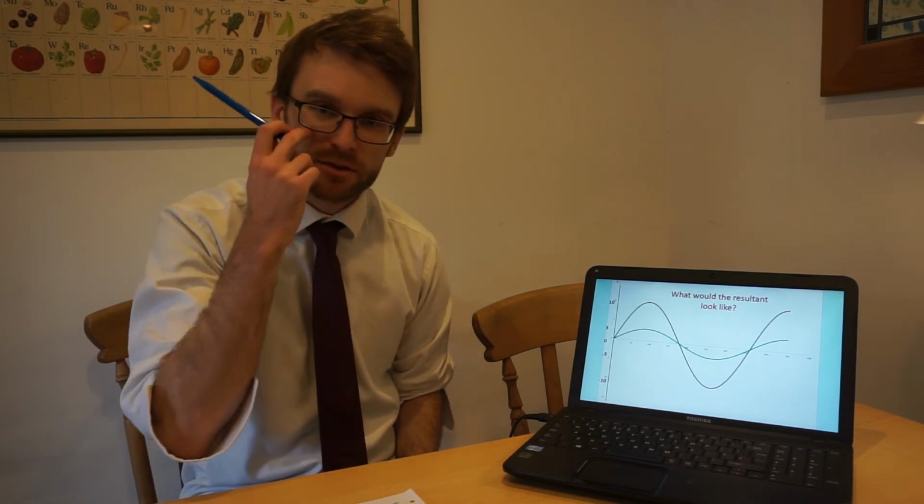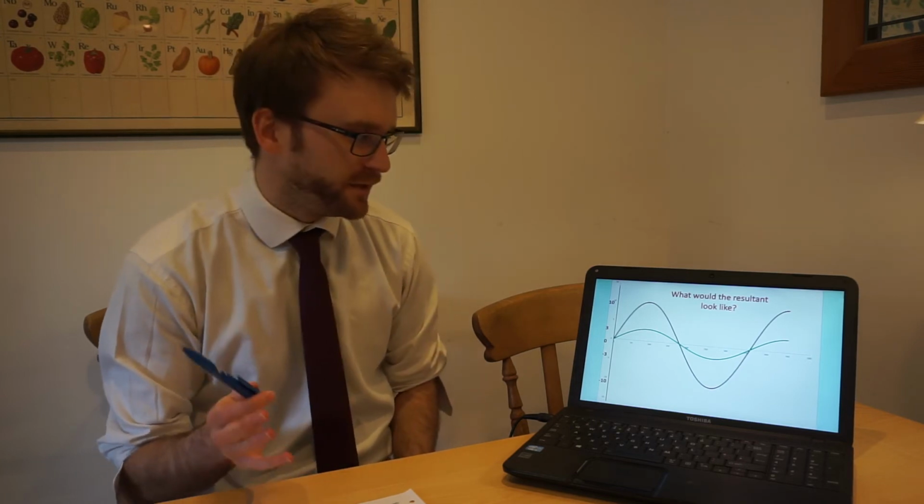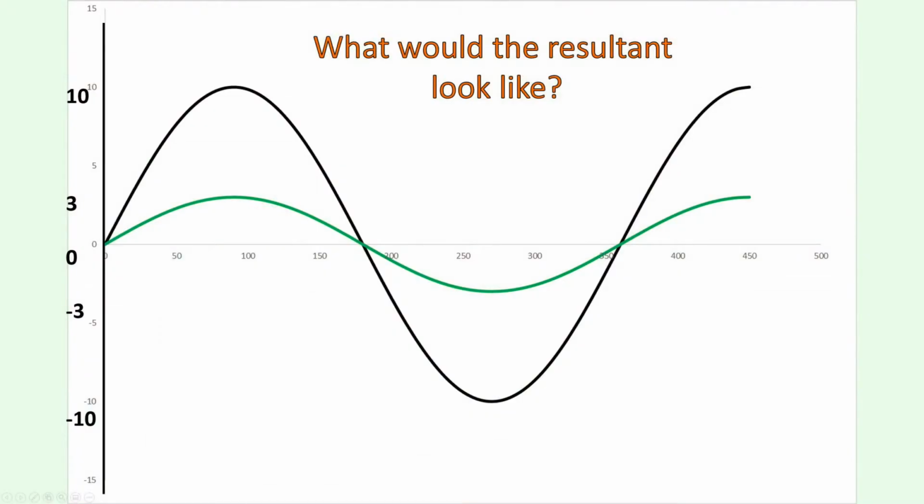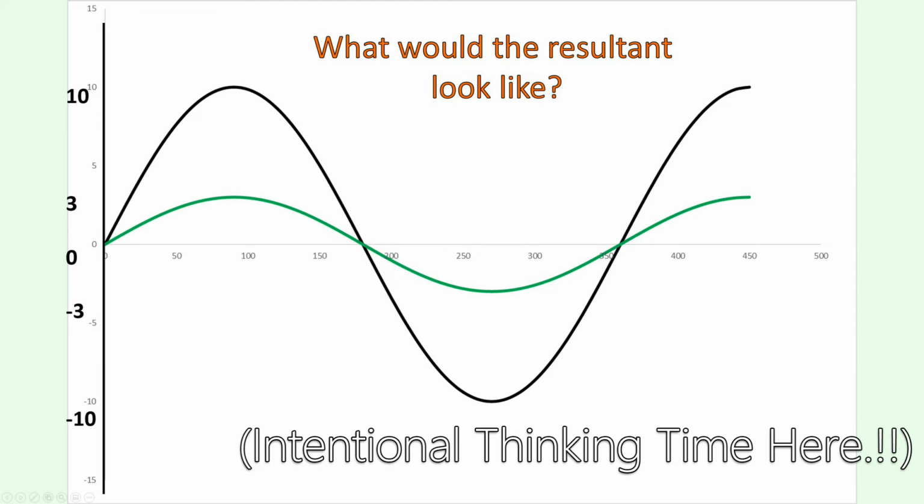I have some other tasks here and I'm going to use these for you to have a go at. So get yourself a blank sheet of paper and see if you can sketch the resultant of these waves. I've put on the amplitude of each one here. The amplitude of the green wave is 3, the amplitude of the black wave is 10, and they have the same wavelength in this case.